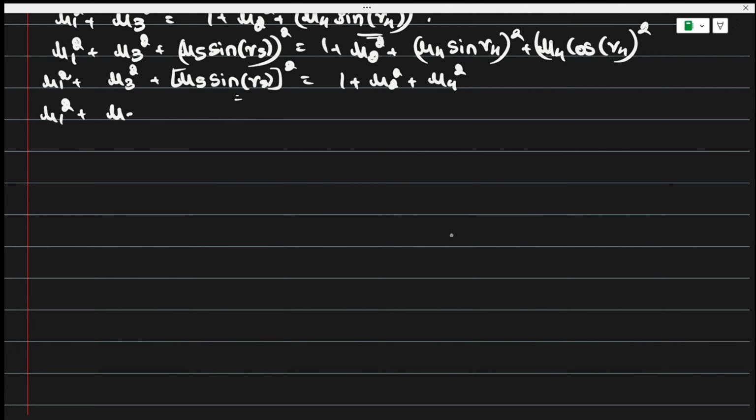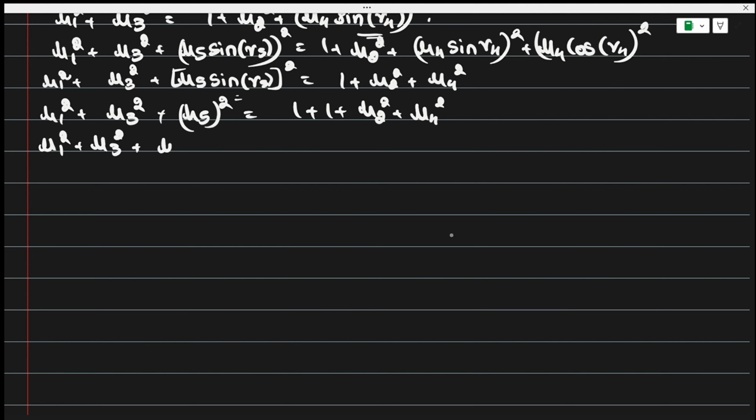By squaring it, mu3², because cos r5 is already on the left side, so we need not flip that equation. So mu5², I am writing directly, equals 1 plus mu2² plus mu4². Now mu1² plus mu3² plus mu5² equals 2 plus mu2² plus mu4², and this is the final answer.